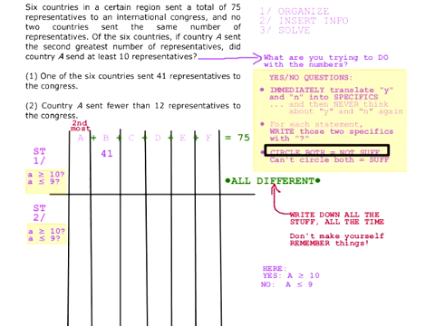Okay, statement 1, you can make country B the one with 41, because we don't know which one that was. So let's just make the country with the most people B.